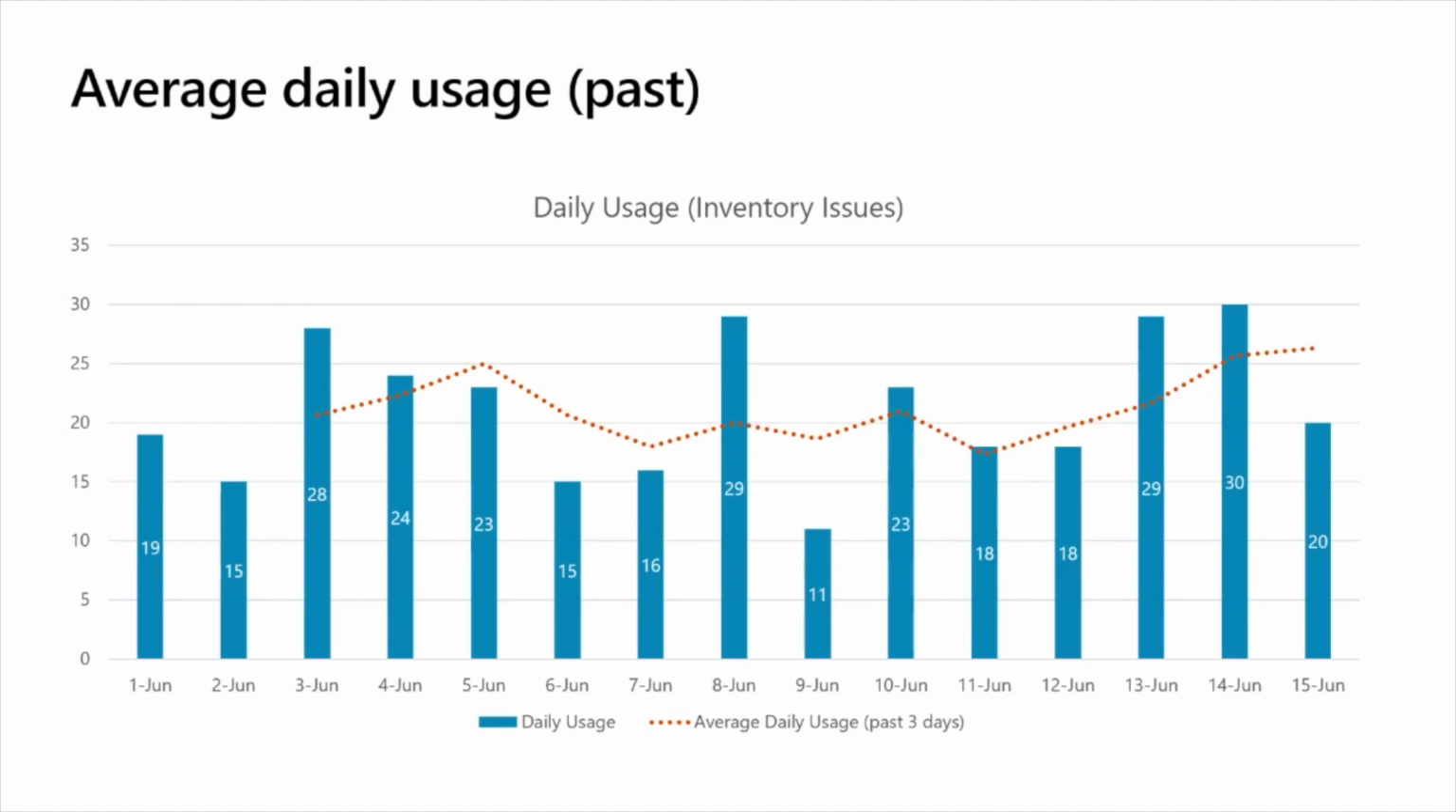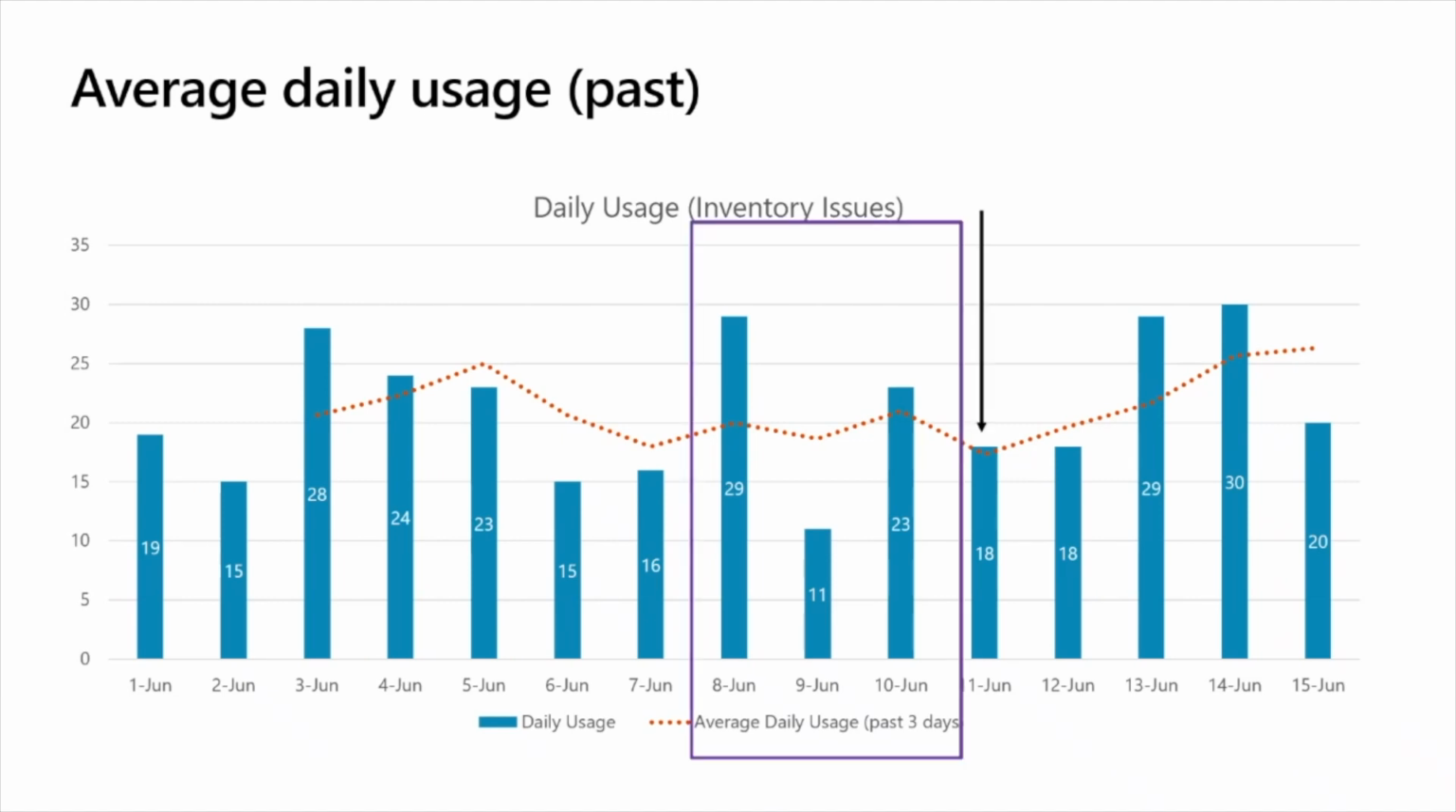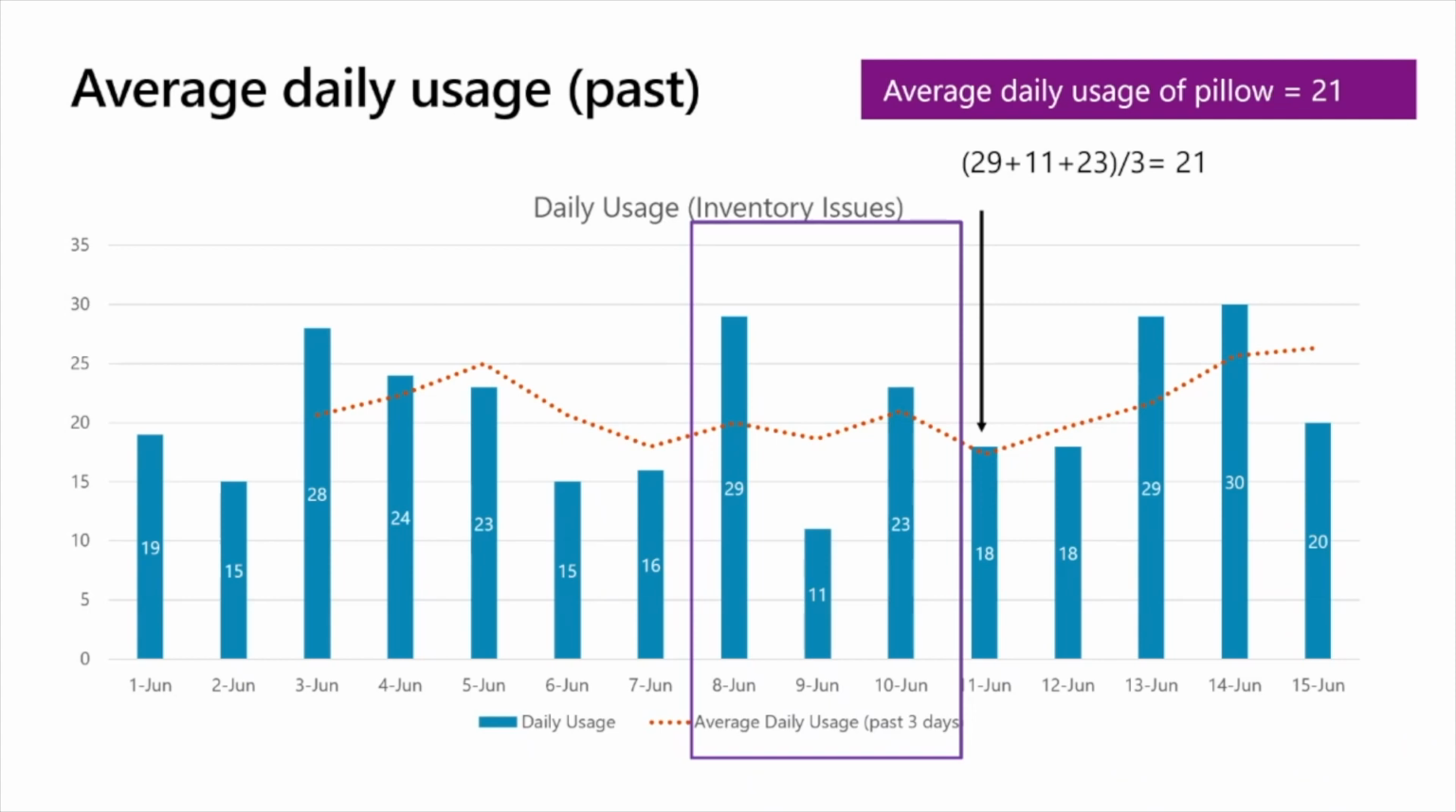In this example, if the day is the morning or the beginning of the 11th of June, and we establish a past period of 3 days, the average daily usage is the sum of the usage of the item in the last 3 days. So the 8th, the 9th, and the 10th, which is 21.